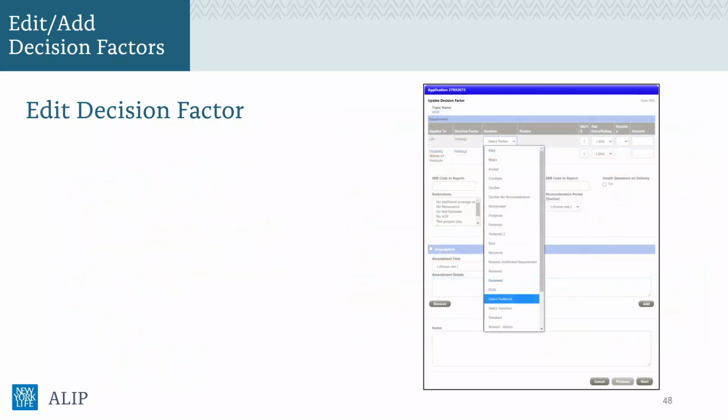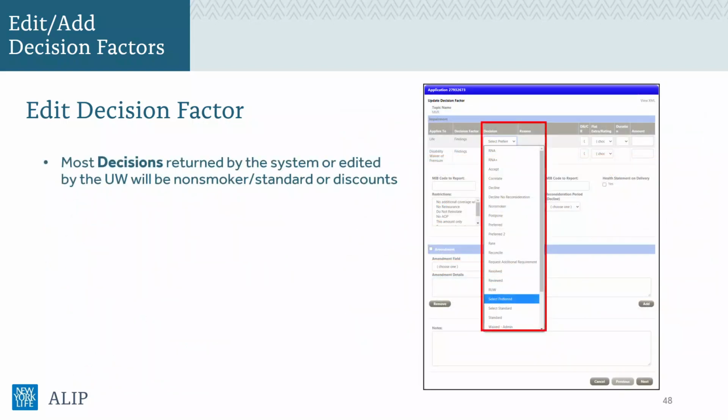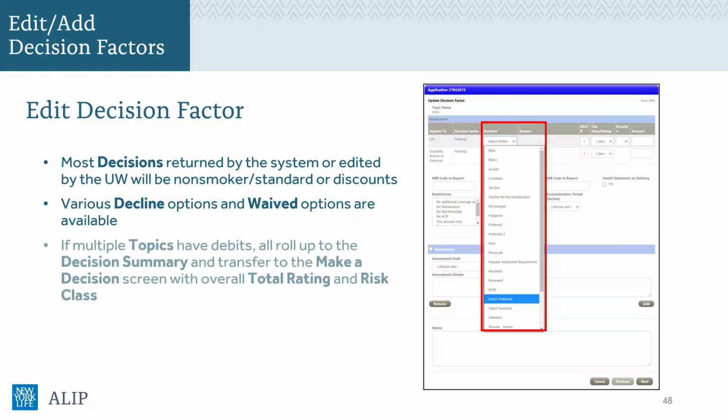Of course, most decisions returned by the system or edited by the underwriter will be non-smoker standard or discounts such as Select Preferred. Various decline options and waived options are available as well. Be sure to choose Decline or Decline No Reconsideration rather than RNA. They are looking to remove RNA as an option in the future to reduce any confusion.